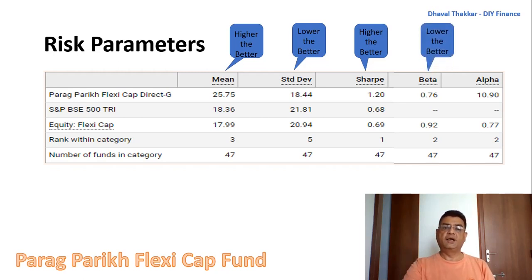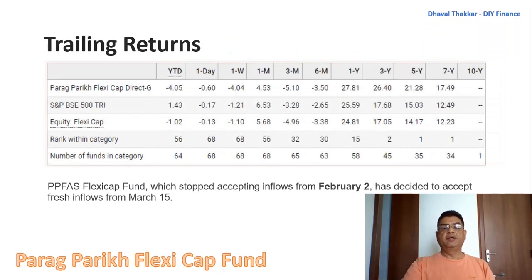The fifth one, alpha, that is a tool that measures how much better the fund has performed compared to the category. Here, it is 10.90, which is far more than the category average. Here, the higher the value, the better. So, on all the risk parameters, Parag Parikh Flexicap fund performs better than the benchmark index and category average, which is a positive sign for the fund. So now let's compare the trailing and rolling returns.